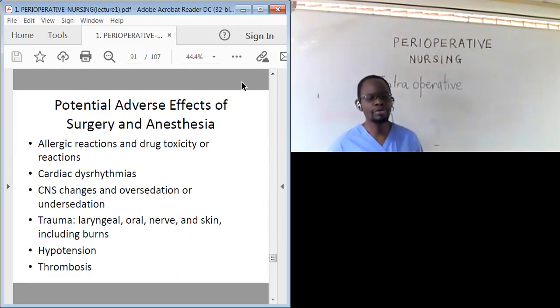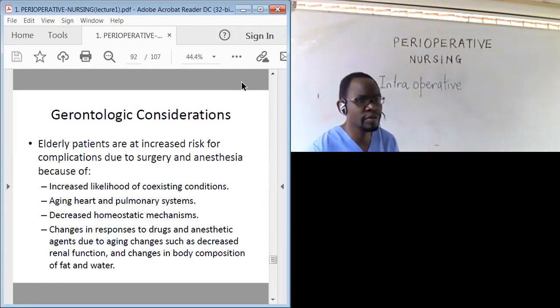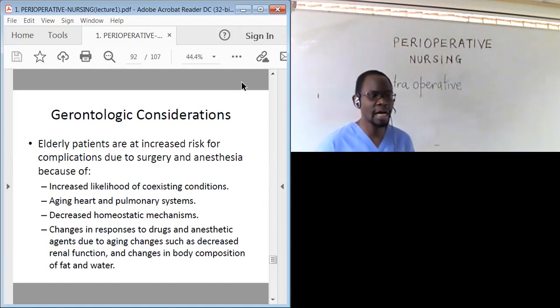Hypothermia and also thrombosis. So what are some of the gerontological considerations, the considerations for the elderly? These people are at increased risk of complications because of their age. They are at increased risk of these complications because of the following conditions.